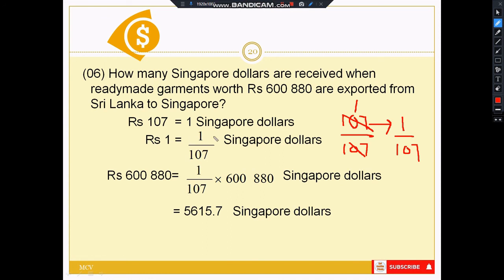Now using the unitary method, you can find 600,880 rupees in dollars. 1 over 107 multiplied by this amount, 600,880. When you simplify that, you will see the answer is 5,615.7 Singapore dollars.